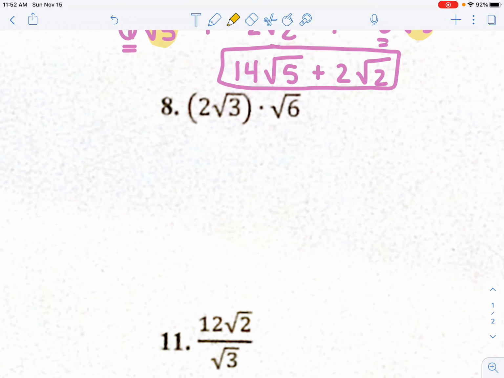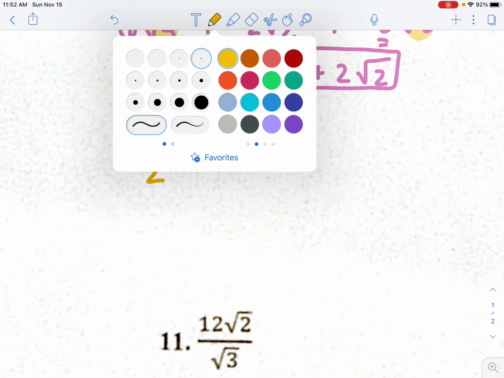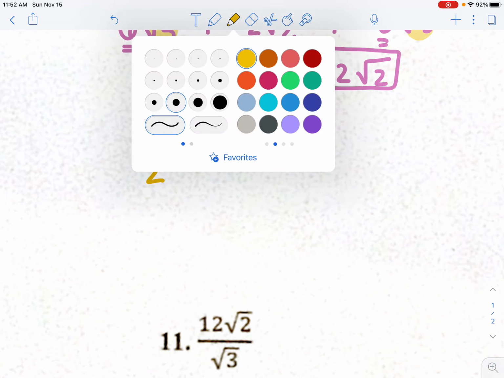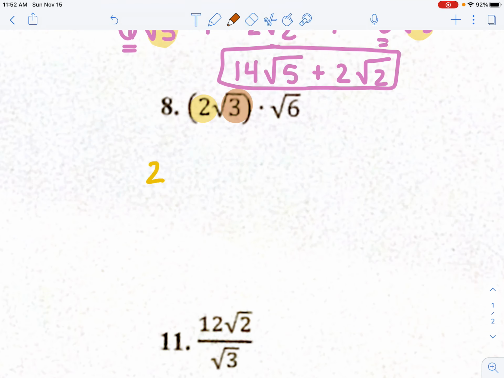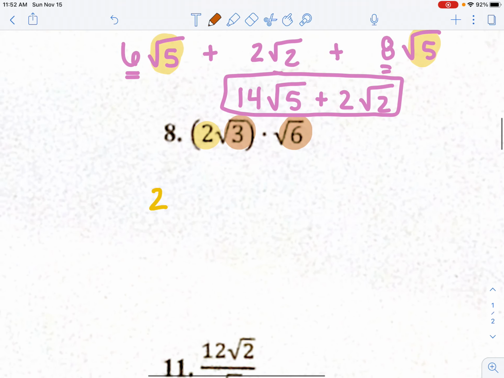All right, for this problem here, we've got 2 radical 3 times radical 6. So I'm looking for just my coefficients. I've got 2. That's the only coefficient I see, so that's going to stay as a 2. I'm going to look for radicals now. I've got a radical 3 and a radical 6. Well, radical 3 times radical 6 is radical 18.